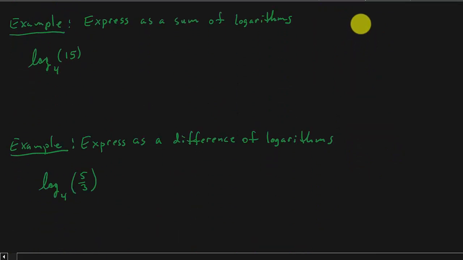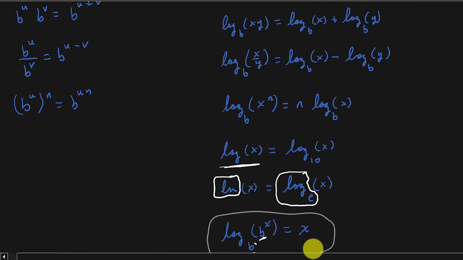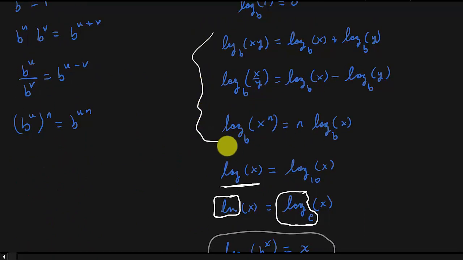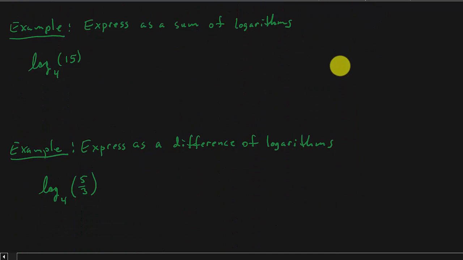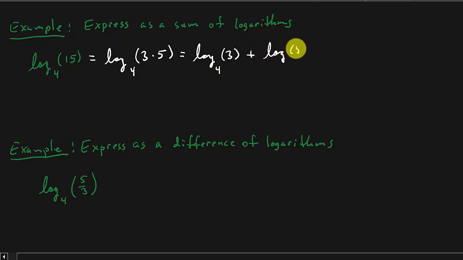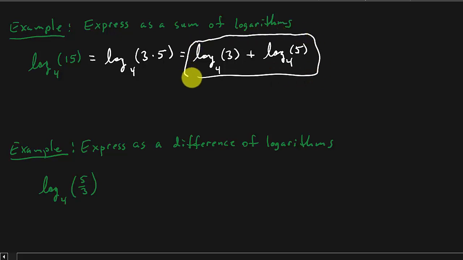Now, this right here is just pretty much rewriting things. This is going to be using these properties here on rewriting, expanding, and condensing logarithms. I'm sure you remember how to do that from algebra. But in this problem, they want us to express as a sum of logarithms. Well, we only have one term here, but the 15, we can write that as the log of 3 times 5 with base 4. They're wanting you to break the 15 up into factors. And so this would be the log of 3 with base 4 plus the log of 5 with base 4. And this is what they're wanting in this problem.